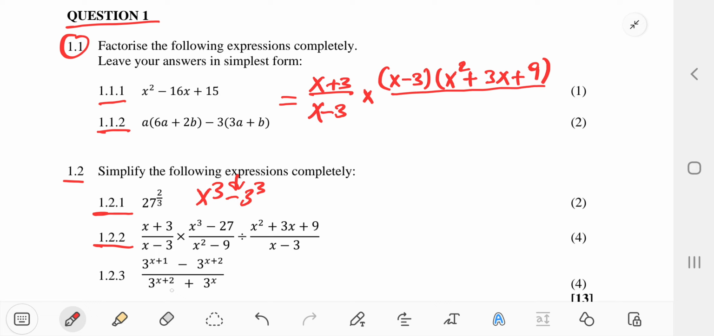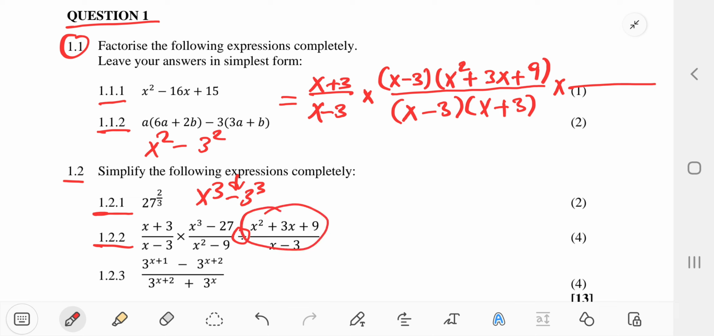All divided by x squared minus 9. 9 is 3 squared, so we have the difference of 2 squares, and then we have to factorize it. We say (x minus 3)(x plus 3). That's how we factorize the difference of 2 squares. Now we have a division sign there. We change it to multiplication, and we flip this fraction. So we get (x minus 3), and then again, x squared plus 3x plus 9. So now we have factorized the expression fully.